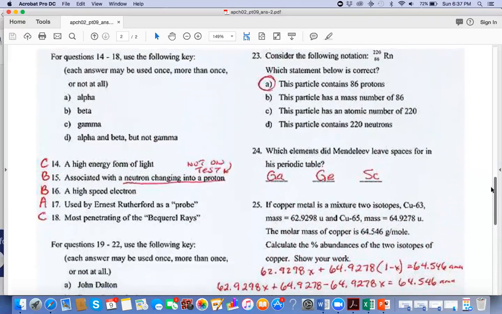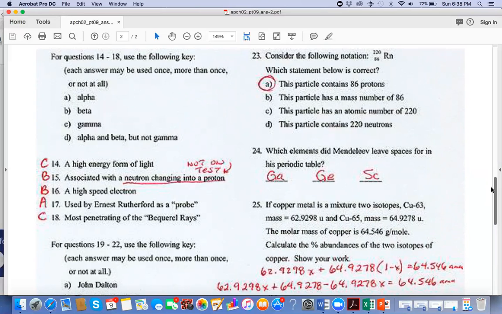Oh, I think I missed one. Number 2, sorry about that. So consider the following notation: 220 over 86 Rn. Which statement below is correct? This particle contains 86 protons. And I can tell that just from the notation next to Rn.